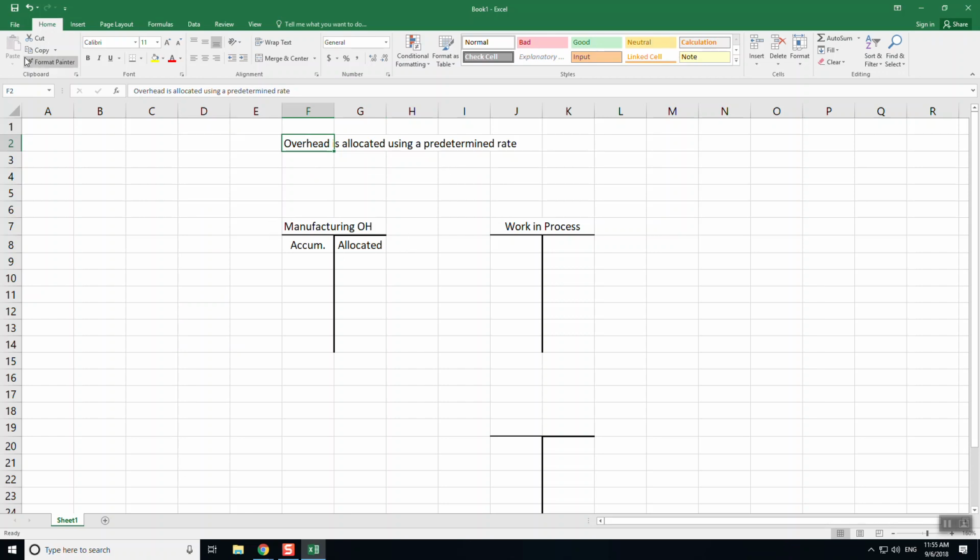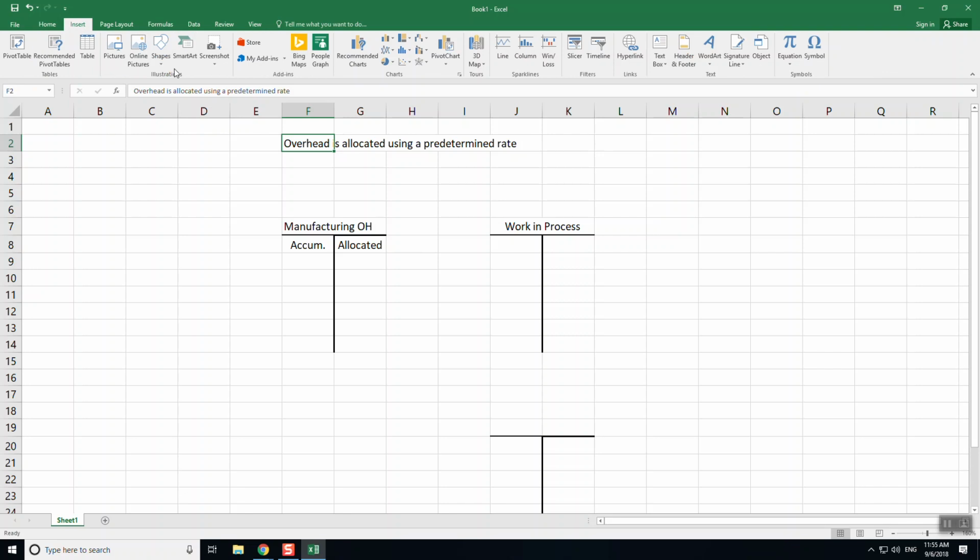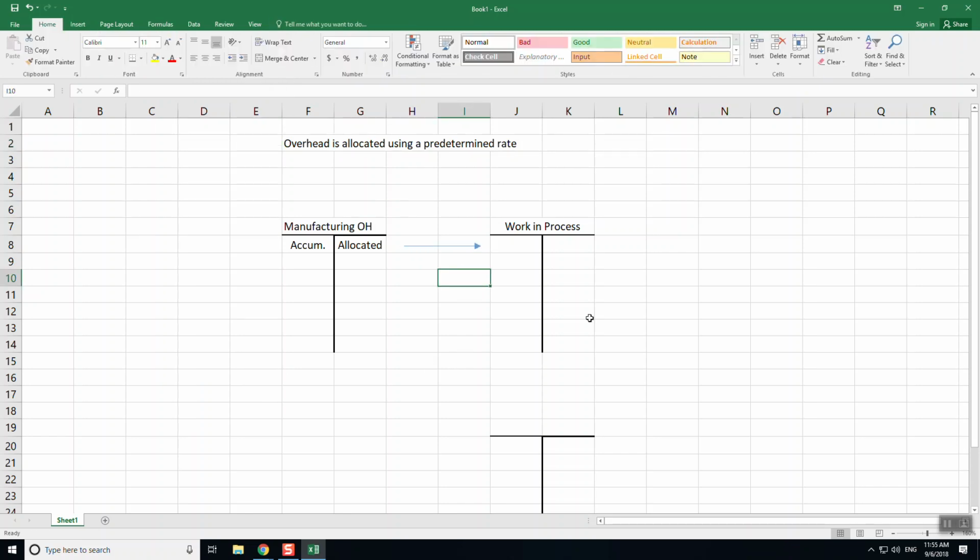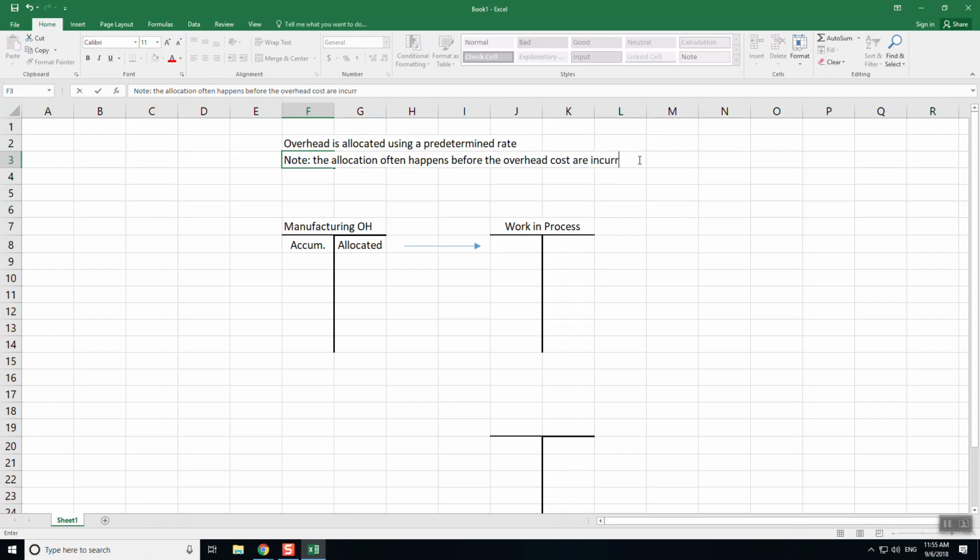So we're moving it out of overhead and into work in process. And what I can say is, we'll make a note. Note, the allocation often happens before the overhead costs are incurred, or simultaneously.